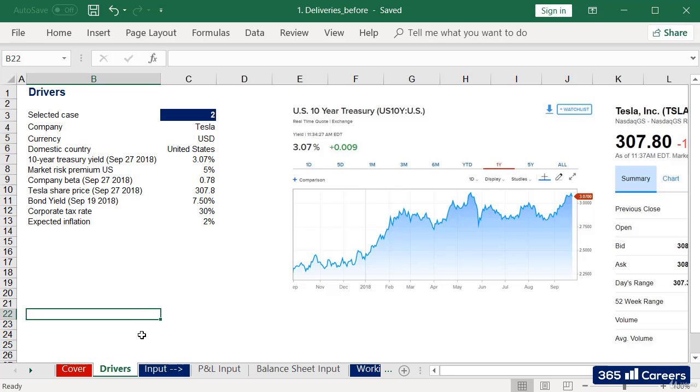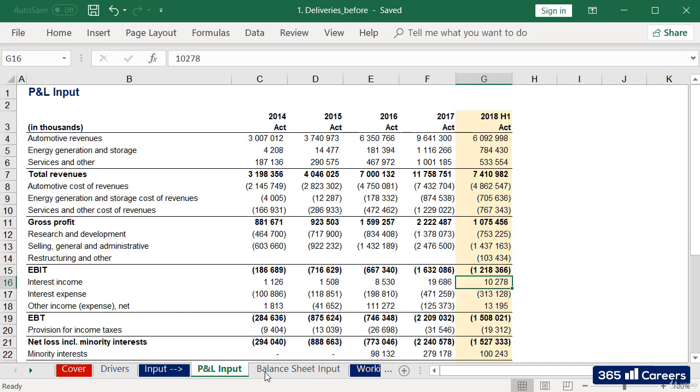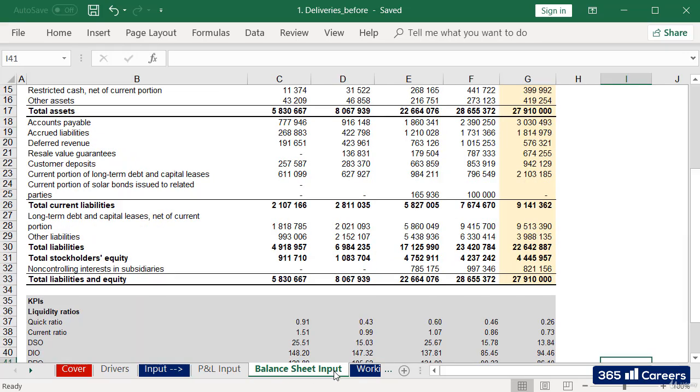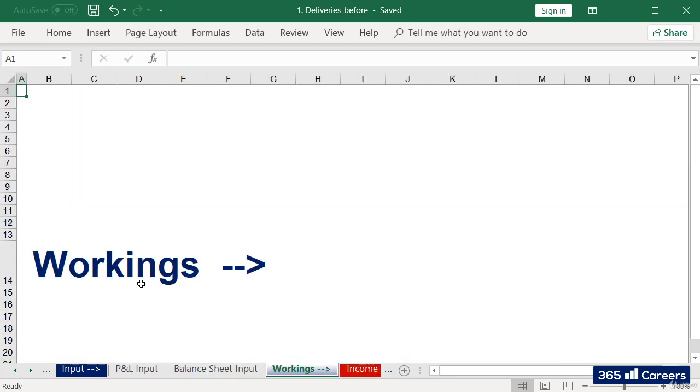Hi, and welcome back. So far, we've added a driver's sheet to our model, and we also have historical P&L and balance sheet data. It is time for some actual modeling, right? The Workings tab will help us separate inputs from the model's actual workings, the sheet where we do forecasting and make assumptions about the future.